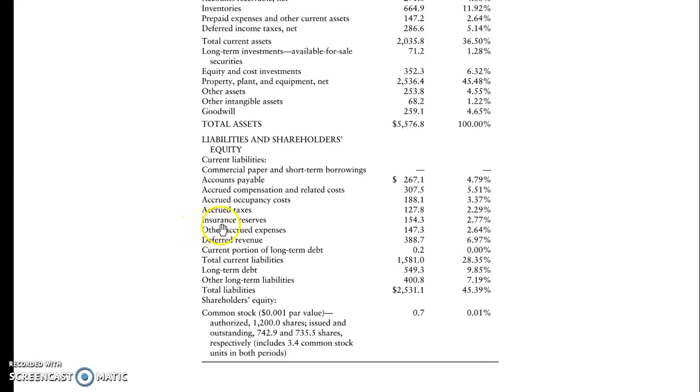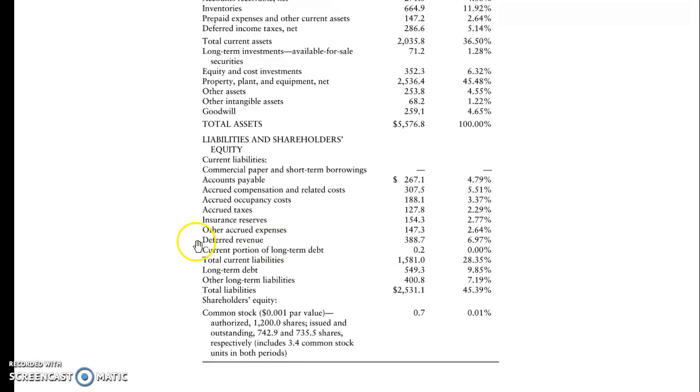Insurance reserves. They must do some self-insuring here, and so reserves that they owe or they anticipate paying out in the future, listed as a liability. And then other accrued expenses. Again, anything accrued is an expense that has been incurred by the corporation. It just has not been paid yet.